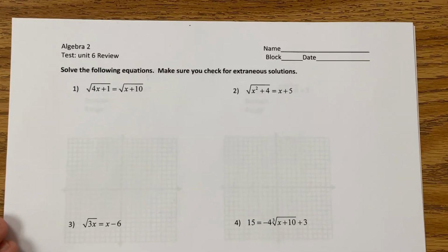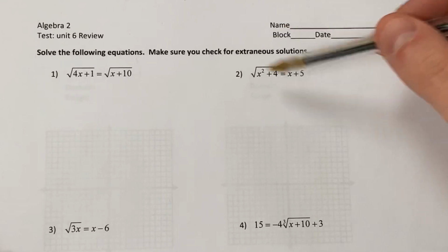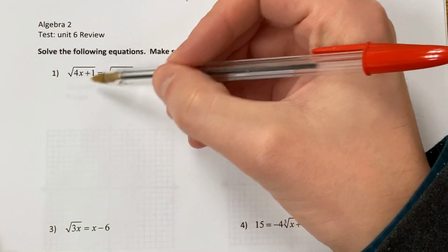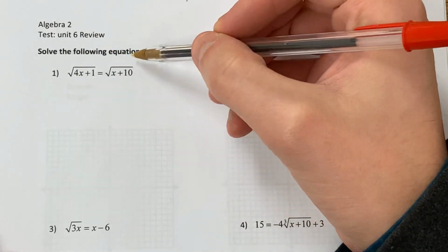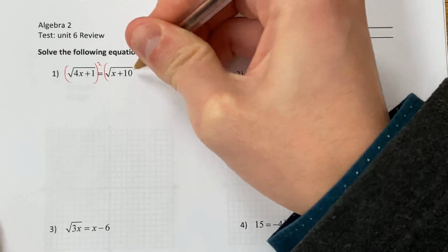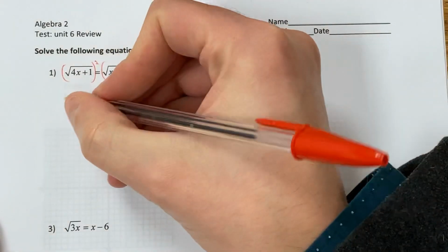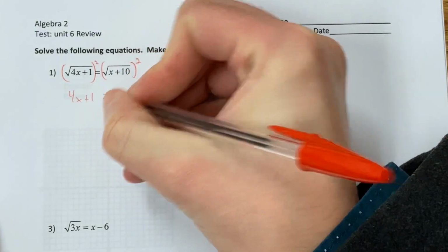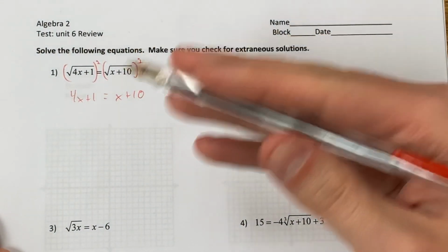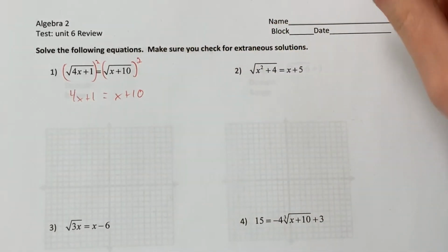The first problem is actually pretty straightforward, because the first step when you do these problems is to get the radical by itself. But in this case, on the left side, the radical is already by itself, and same thing on the right. So if you just go ahead and square both sides immediately, the square roots go away, and all you have left is 4x plus 1 equals x plus 10. So it's an easier problem because they're both square rooted. After that, it's just solving for x.